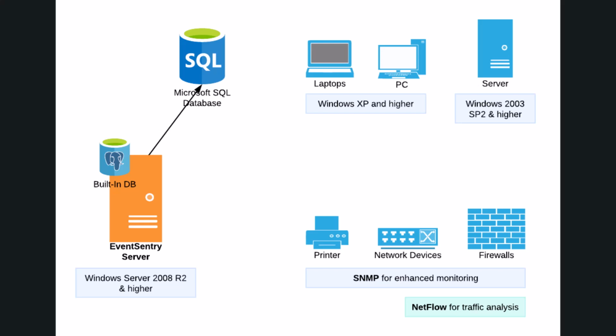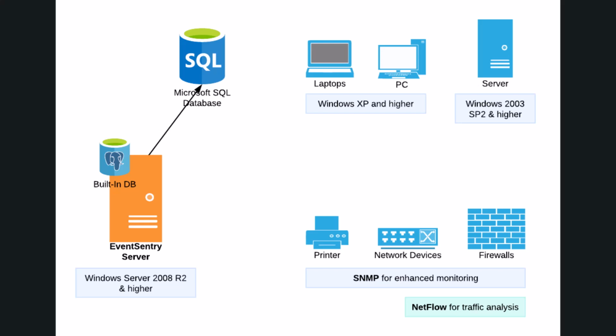As far as memory is concerned, EventSentry itself doesn't need that much memory. A gig is usually enough, in addition to what you obviously have for the Windows OS requirements. So if you have a server that is just running EventSentry, nothing else, 8 gigs is usually a good choice. If you're also running the built-in database, then the number should probably be higher, 16 gigs or more.